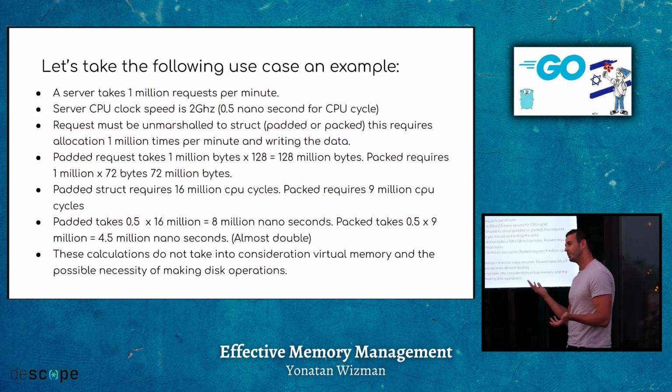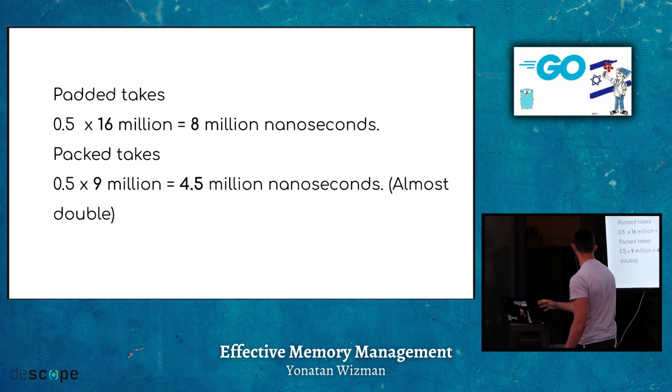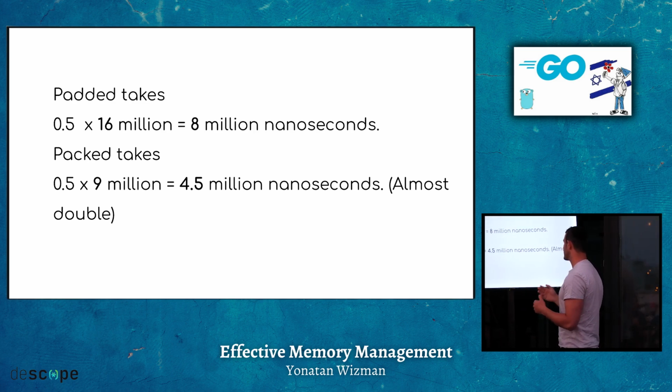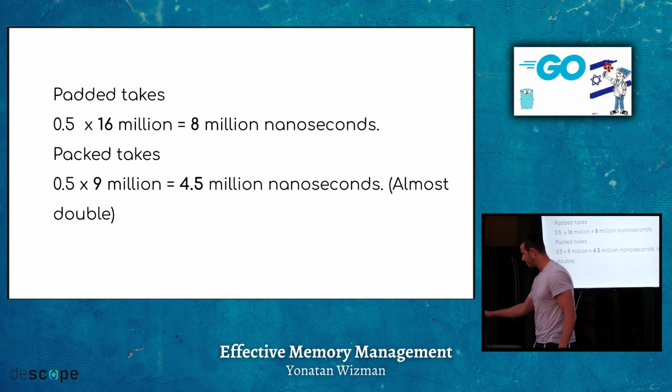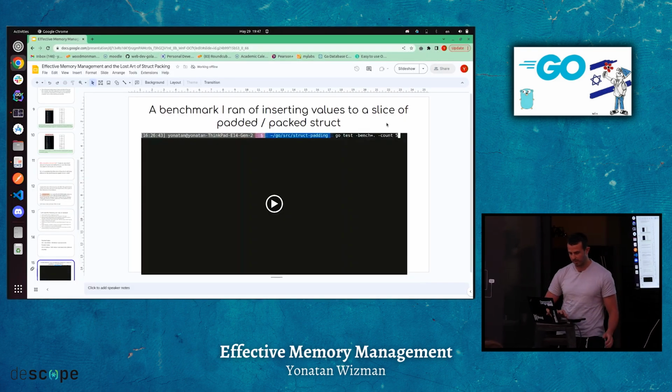And they're saying, okay, 4.5 million nanoseconds versus 8 million nanoseconds is true, it's almost twice as much time, but it's a small amount of time, it's not such a big deal. But when you scale and things get larger, or the requests come at 1 million requests a second, that can become a lot more problematic. So like I wrote over here, padded takes 8 million nanoseconds, and the packed takes 4.5 million nanoseconds. Okay, so I made a video of a benchmark, but I think I'm just going to run it live.